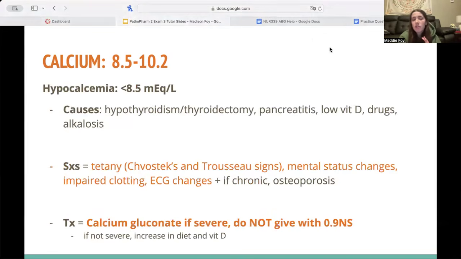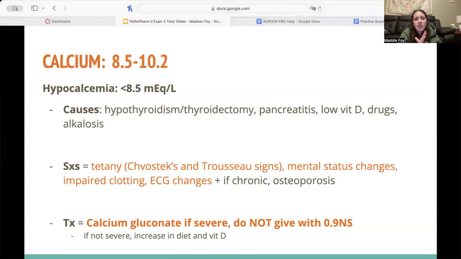Hypocalcemia, so low calcium, is going to be less than 8.5. If you have hypothyroidism or you have your thyroid removed via thyroidectomy, that's a cause. Pancreatitis can be a cause. If you have low vitamin D, like I said, vitamin D is required to absorb calcium, so that can cause a decrease in calcium, as well as certain drugs and states of alkalosis.